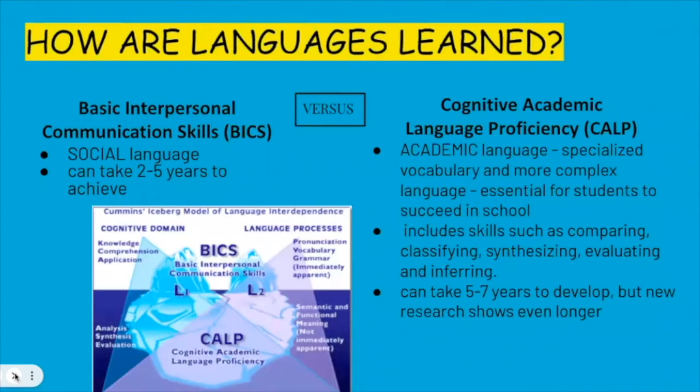It includes skills such as comparing, classifying, synthesizing, evaluating, and inferring. And this can take up to 5 to 7 years to develop, but new research has shown that sometimes it can take a bit longer.